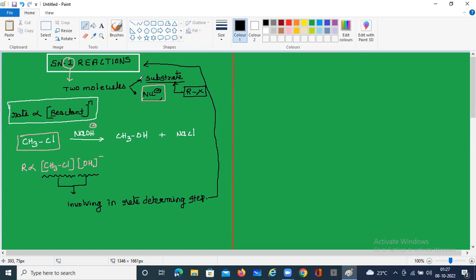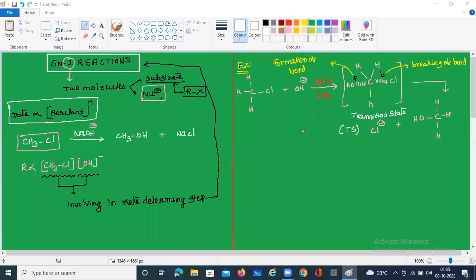Clear, beta? So here I would like to give one good example. Okay, beta, let's come to that example. So in this example, what is it? The same molecule. See here, this is the CH3Cl. Here it is methyl chloride that is taken like this.